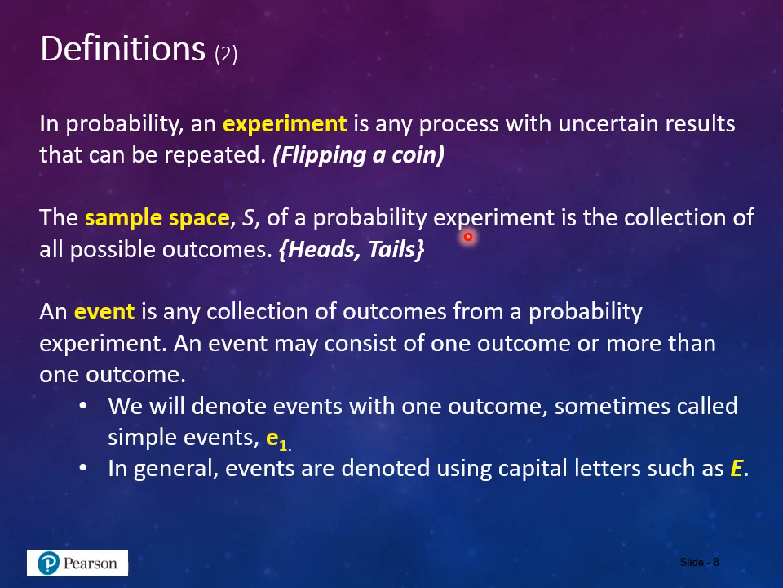An event is any collection of outcomes from a probability experiment. An event is usually what we're looking for or what we're counting. An event may consist of one outcome or more than one outcome. So our event was, what's the probability of flipping a head? Okay. We will denote events with one outcome, sometimes called simple events, with a lowercase e sub 1. In general, events are denoted using capital letters such as E.